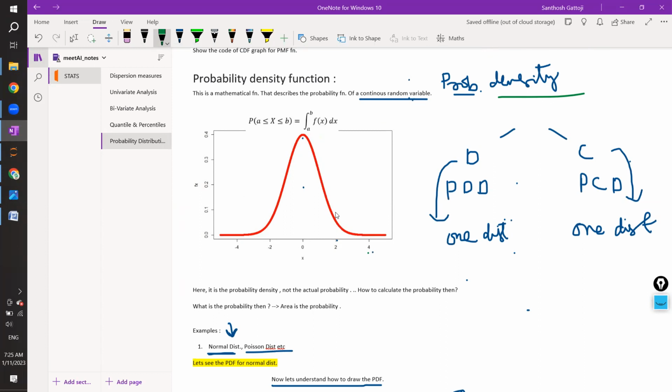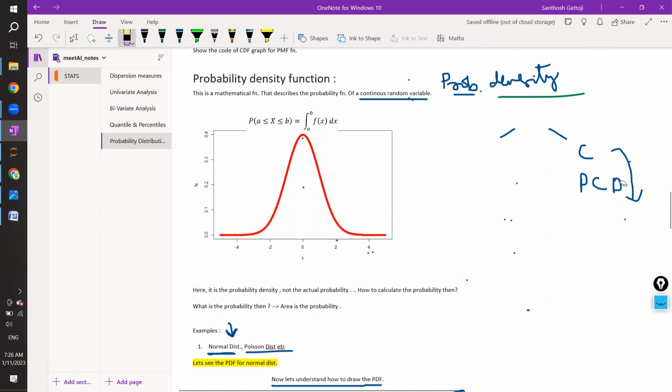So it will give you some value between the range, but it's not the actual probability, it is a probability density. Because the actual probability for any given single point is 0 in the case of a probability density function, because it's a continuous random variable. I'm just repeating, giving you a recap.